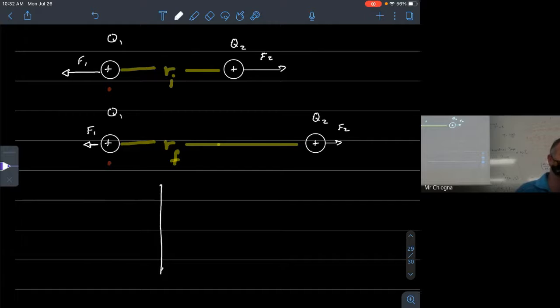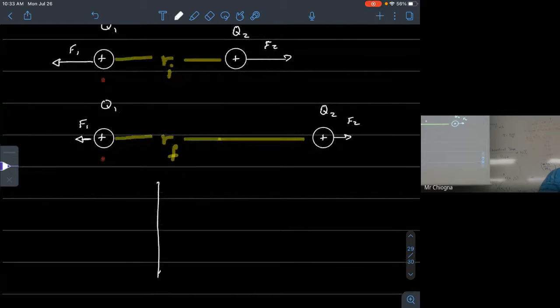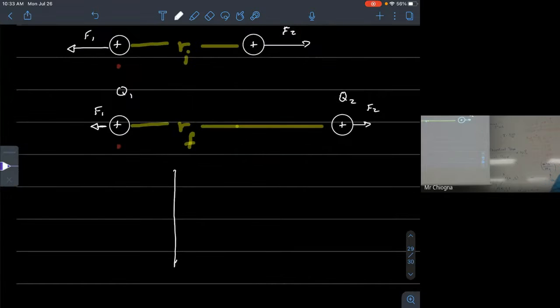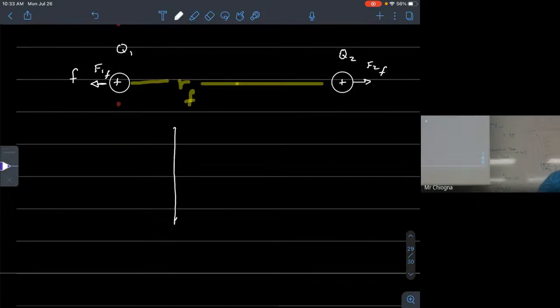In this case, the force F1 will be more. F1 and F2, in this case here, you want to label this. This is the final case here. This is the initial case here. So you want to be more precise. That's final, that's final. I didn't want to put too many subscripts.